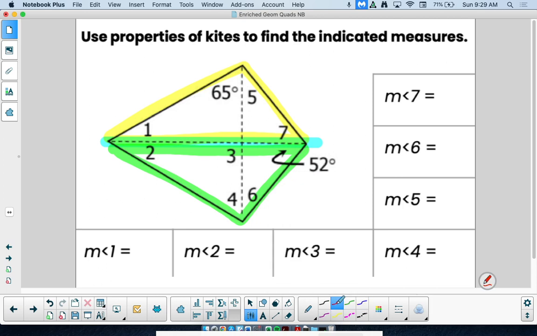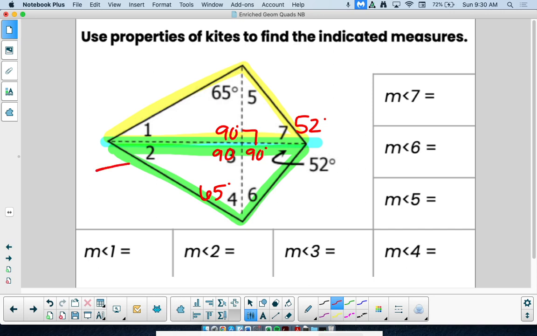So using that, I would already know that angle 7 is 52, because these two angles are the same. And 65 would match angle 4 down here. So without doing any work, I already have 2 freebies. Now if you remember the properties of a kite, our diagonals are perpendicular, so all these 4 angles in the middle here are 90 degrees. And now it becomes pretty easy to find the missing ones.